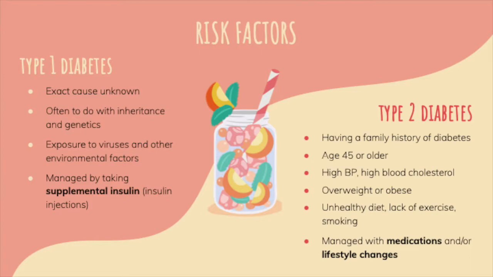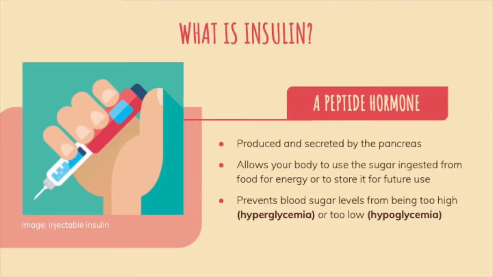Okay, so we talked so much about producing insulin and not responding to insulin, but what exactly is it? Insulin is a peptide hormone produced and secreted by the pancreas, and it allows your body to use the sugar ingested from food for energy or to store it for future use. Overall, it prevents blood sugar levels from being too high or too low and maintains them at a basal level. As you can see here, hyperglycemia is when your blood sugar levels are too high versus hypoglycemia when they're too low.